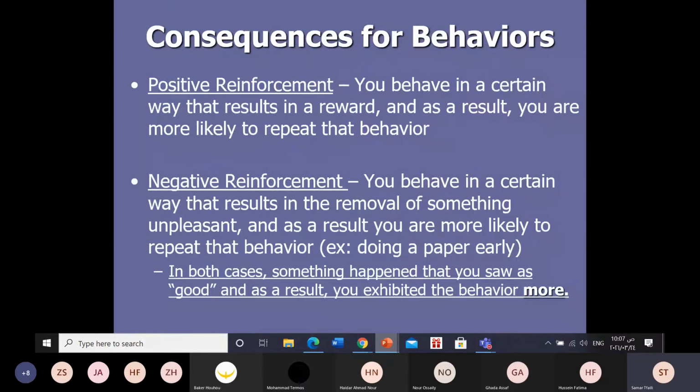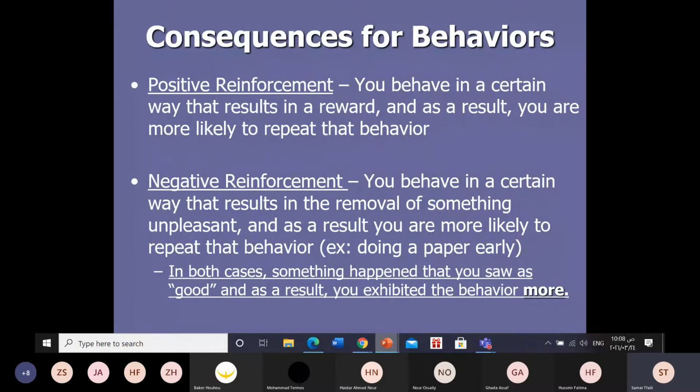Here we have an explanation. I'm going just to repeat what we have said. Positive reinforcement: you behave in a certain way that results in a reward. As a result, you are more likely to repeat the behavior. We are reinforcing the behavior by giving a reward. This is positive reinforcement. Negative reinforcement: you behave in a certain way that results in the removal of something unpleasant, and as a result, you are more likely to repeat the behavior.